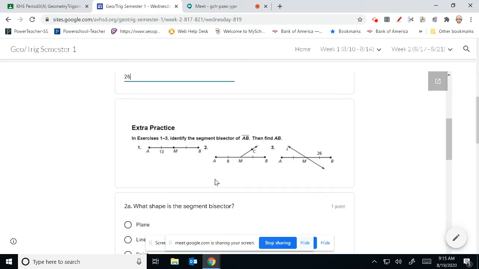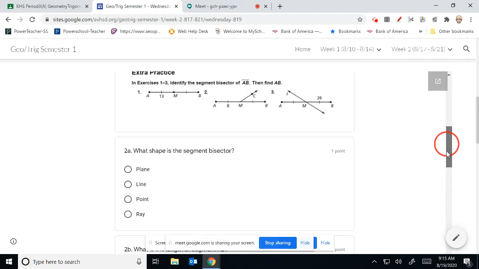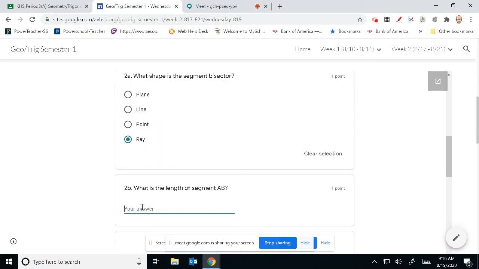And then moving down, I put the picture for each one, so we don't have to keep scrolling back up. Okay, so number 2, the shape from M to C is a ray. That's a ray. And if one side is 8 and the other side is 8, that means the whole thing is 16. 8 plus 8, you get 16.